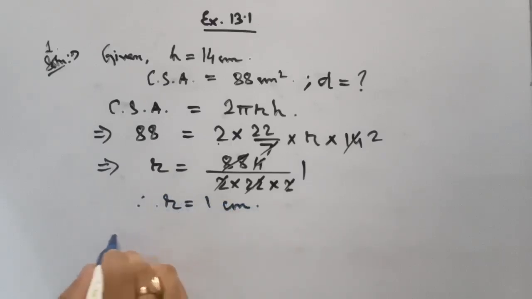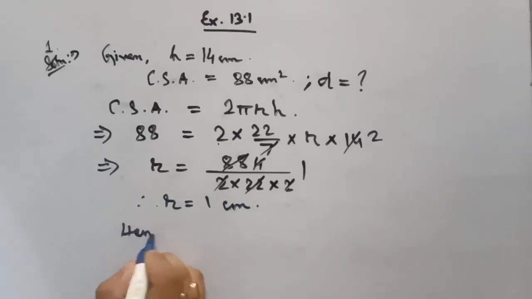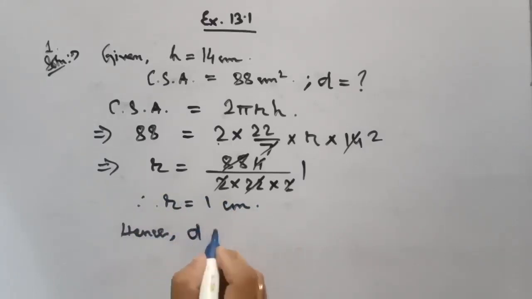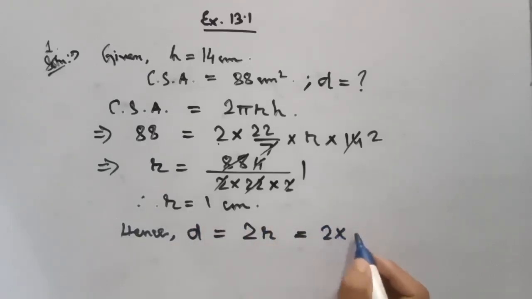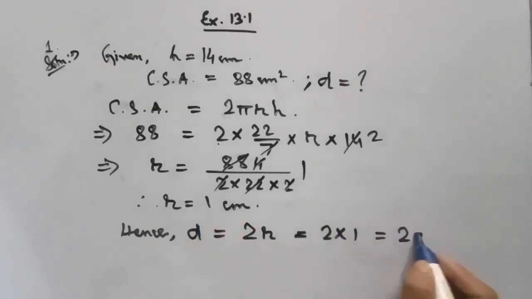As you all know, hence diameter is equal to 2 times r. And this implies diameter will be 2 times r, that is r is 1. This will be equal to 2 centimeter. So the diameter of the right circular cylinder will be 2 centimeter.